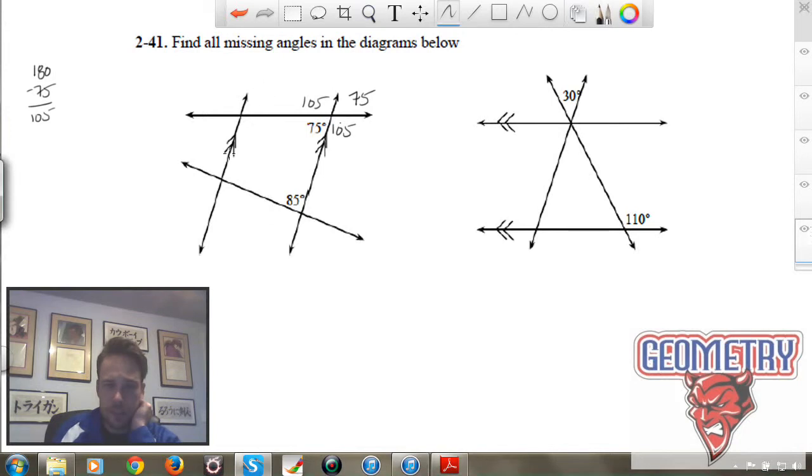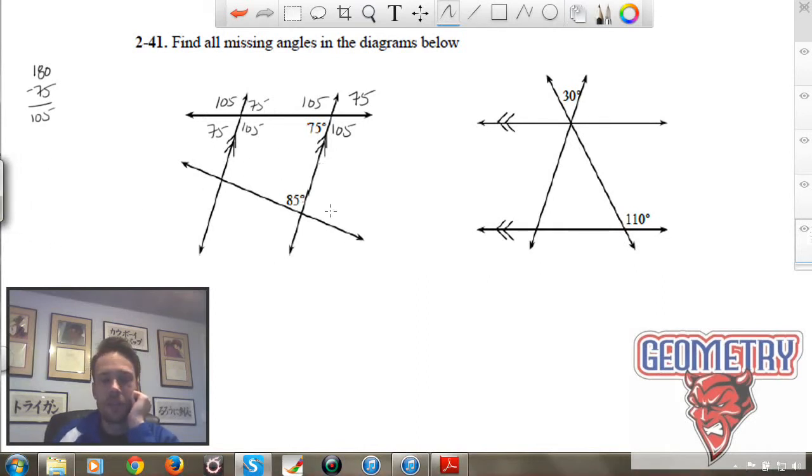Because these lines are parallel, cut by this transversal, these angles right here are all corresponding to these angles up here. So this is also 105, this is also 75, this is also 105, and this is also 75. Some of the ways you get there are alternate interior angles here, alternate interior angles there, corresponding angles, however you want to do it.